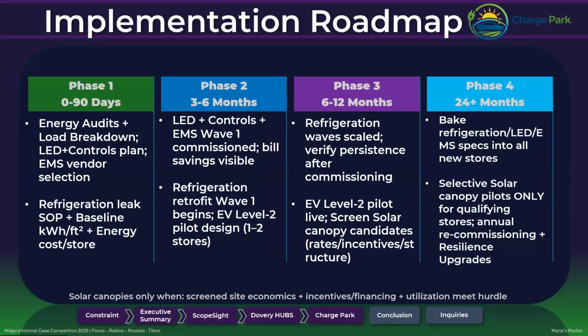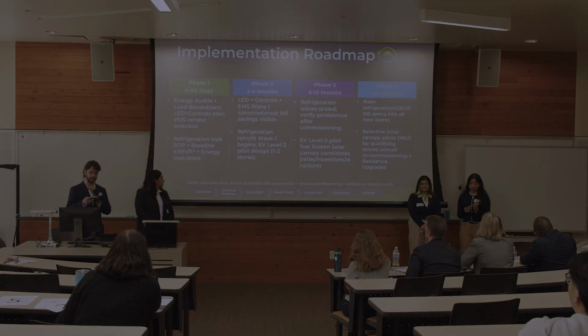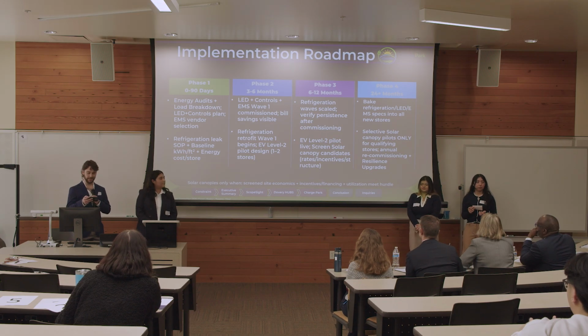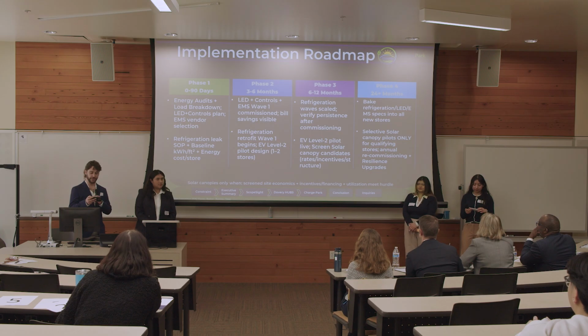Energy audits and load breakdown, an LED controls plan, energy management system vendor selection, and refrigeration standard operating procedures, with baselines using kilowatt-hours per square foot and energy cost per store. Phase 2 is where savings show up on the bill. With the LED controls and EMS in Wave 1 commissioned, the refrigeration retrofit begins, and we design a Level 2 EV charging pilot for 1 to 2 stores.